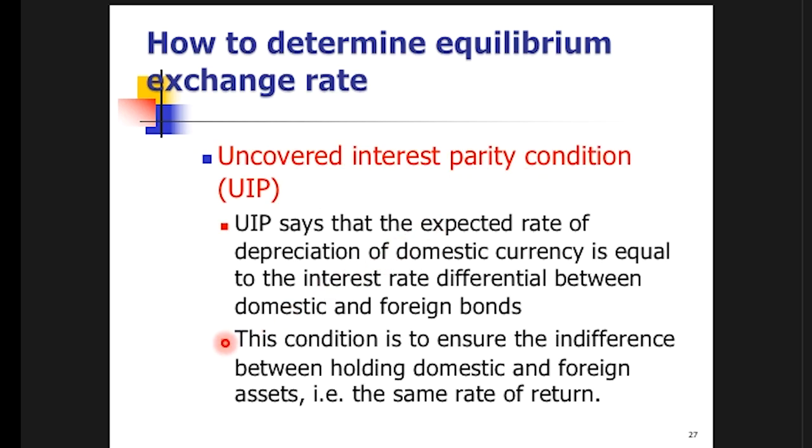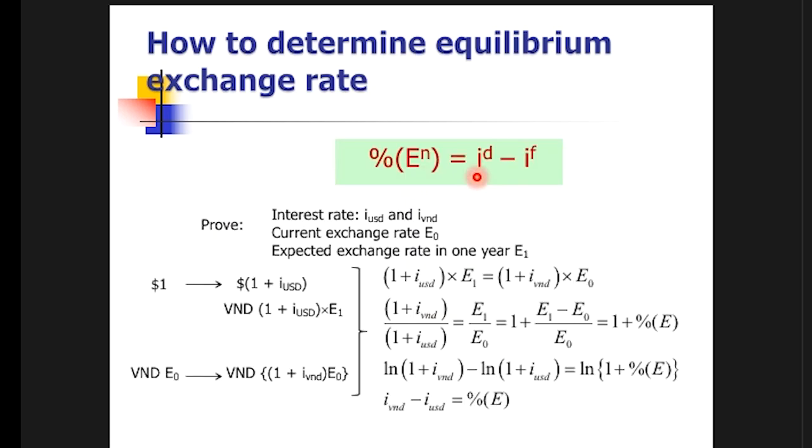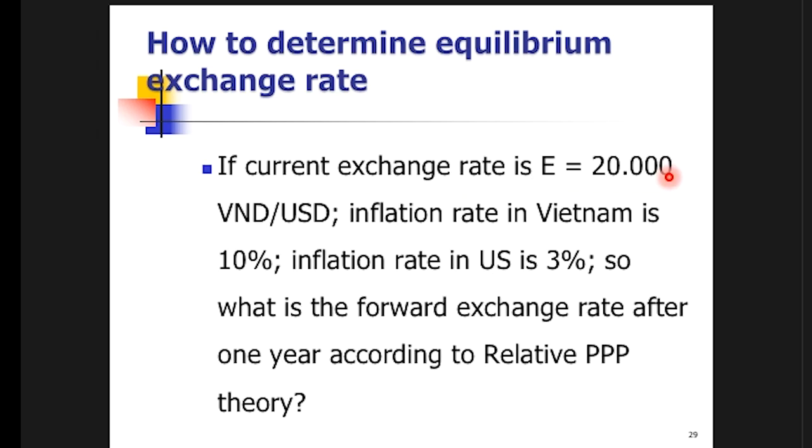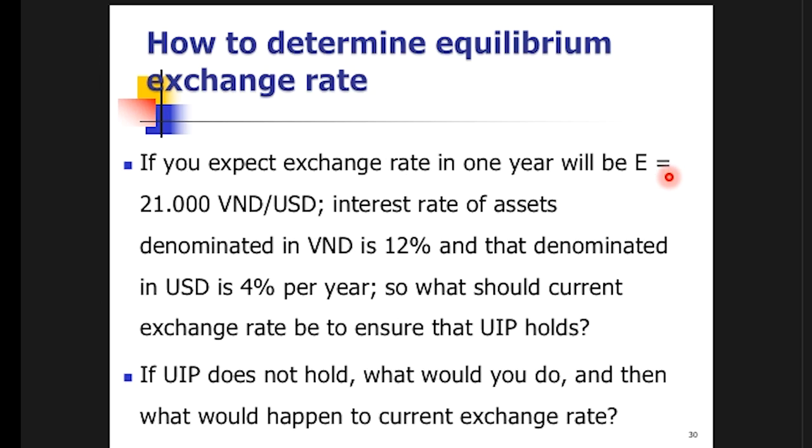And if this condition holds, it means that saving in Vietnam and the US brings us the same rate of return, or the interest parity. So we will have the depreciation of the Vietnam dong of 6% at the end of the year. Slides number 29 and 30 are examples for you to practice.